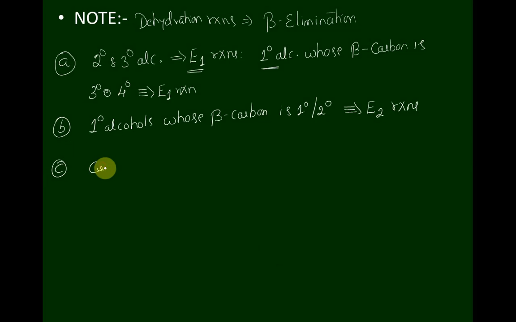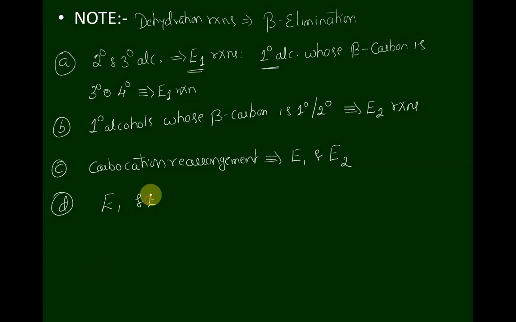Carbocation rearrangement is possible both in E1 and E2 mechanisms. Finally, E1 and E2 eliminations follow Saytzeff rule. Both E1 and E2 elimination follow Saytzeff rule.